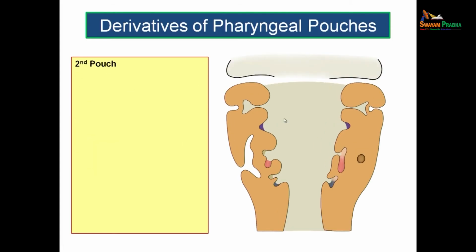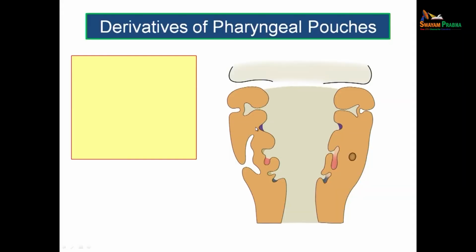Now let's see what are the derivatives of the second pouch. So this is the second pouch. The ventral part of the second pouch is giving rise to the tonsil. Which tonsil? It is the palatine tonsil, which is derived from the ventral aspect of the second pouch. The dorsal part is fused with the dorsal part of the first pouch to form the tubotympanic recess, which is giving rise to the pharyngotympanic tube and the medullary cavity, as we have already discussed. So this ventral part is giving rise to the formation of the palatine tonsil.